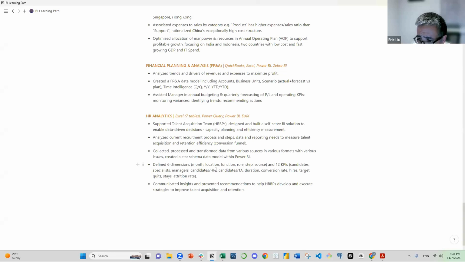Candidates divided by hiring manager, and candidates divided by, I think this is talent acquisition specialist. Duration, conversion rate, hires, targets, quit, stays, those people who quit, and those people who stay, and attrition rate. I mean, this might be too much detail, but once again, if you read the 5 bullets, I think you probably understand this project to some extent. Maybe confused. I'm saying this can be improved.